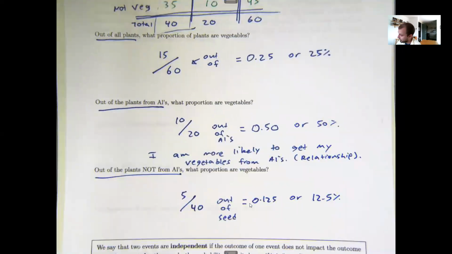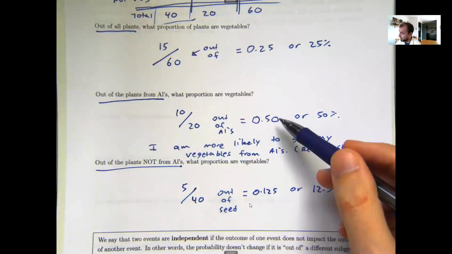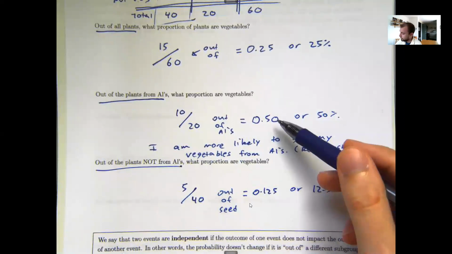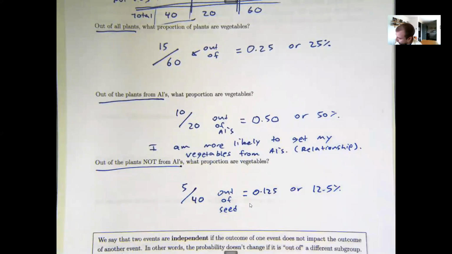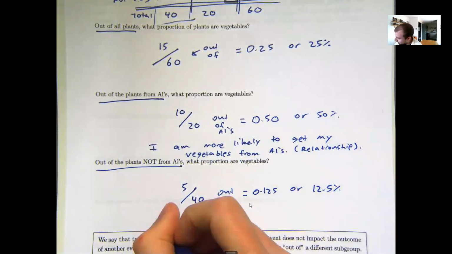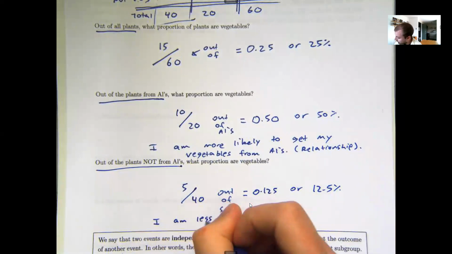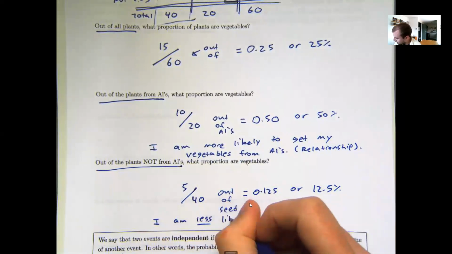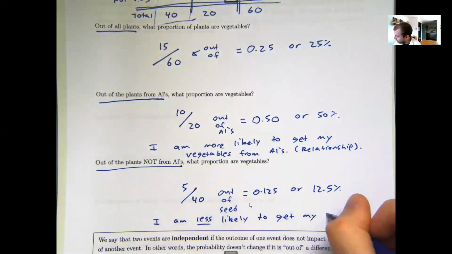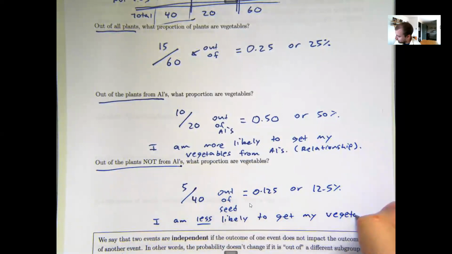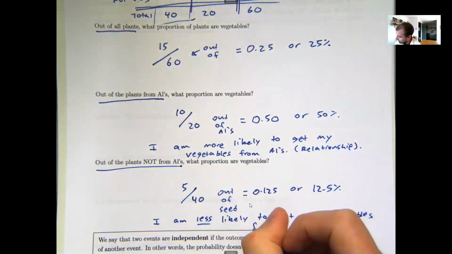So comparing these, 50% of my things from Al's are vegetables, but only 12.5% of my seed things are vegetables. So I am less likely to get my vegetables from seed.